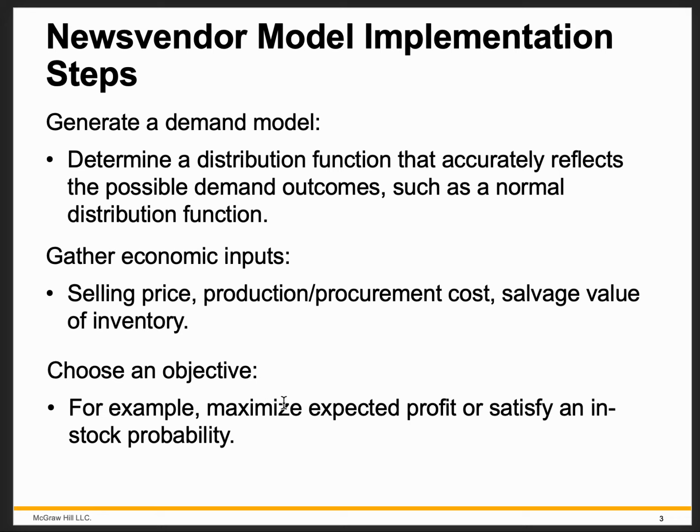To implement a newsvendor model, the very first thing that you need to do is generate a demand model. And we'll spend a few minutes on the demand model in the upcoming slides. But the whole idea is we need to at least come up with a distribution that accurately represents the possible outcomes for demand. Right now, for most of the calculations, we'll use the normal distribution function, but demand can be any statistical distribution, and the ideas are pretty similar, right? Okay, that's the first step. You generate a demand model.